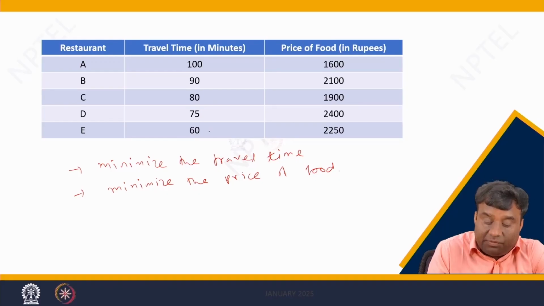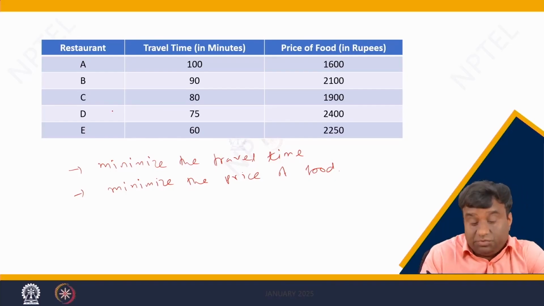So if there is a single objective, travel time is least, then definitely E will be the solution. But here we need to look at the other objective, that is the price of food. The price of food for restaurant A is 1600 rupees, for restaurant B it is 2100, for restaurant C it is 1900, for restaurant D it is 2400, and for restaurant E it is 2250 rupees.